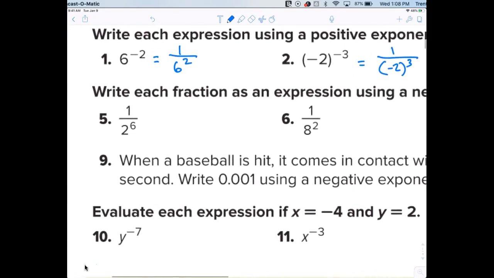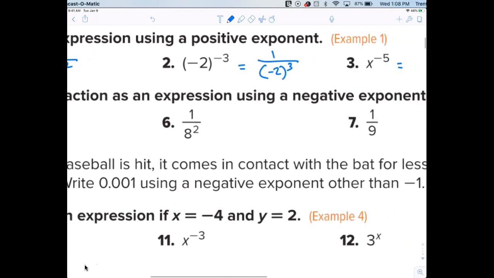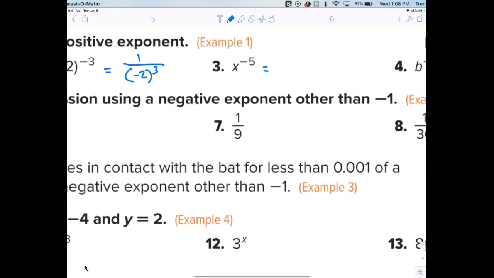Look at number 1. What's the answer to number 1, buddy? 1 over 6 to the second power. 1 over 6 squared. Right. What's the answer to number 2? 1 over 2 to the third. You're trying to recognize the patterns now, William. What's number 3 then? 1 over x to the fourth power. Now, this is a variable.